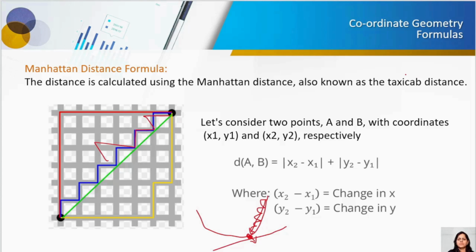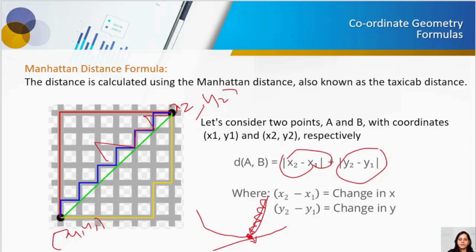Again, here we have x1, y1, and this can be x2, y2, right? And how are we getting it? We take the mod of that. This is the mod of x2 minus x1 plus the mod of y2 minus y1. Again, we will understand mean, median, mode and everything in a broader sense in statistics. But for now, just understand this coordinate geometry part.